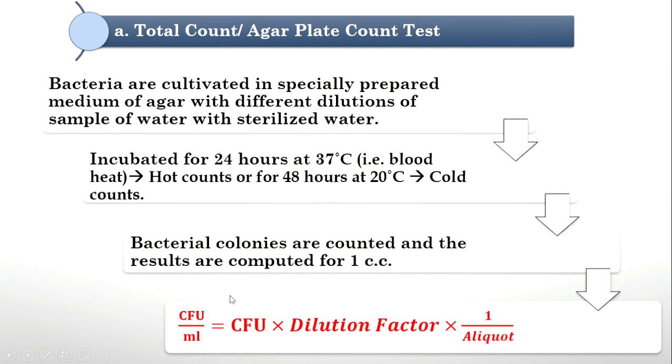So that will give the CFU per milliliter. This is the procedure. We are just taking the sample, diluting it with sterilized water, taking different dilutions, and incubating the diluted water. You can do two types of incubation, one is hot count and the other is cold count. Either incubation you can do. After that, surely bacteria will be formed. We will count the bacteria. The CFU times dilution factor times 1 by aliquot will give the CFU per milliliter. So this is the total count or agar plate count test.